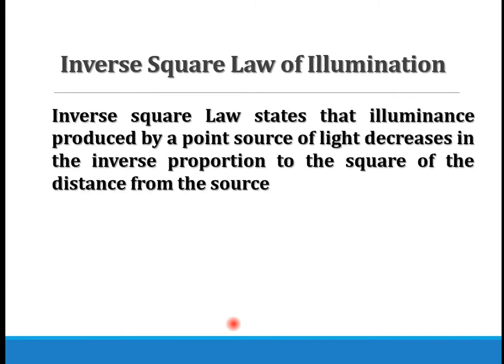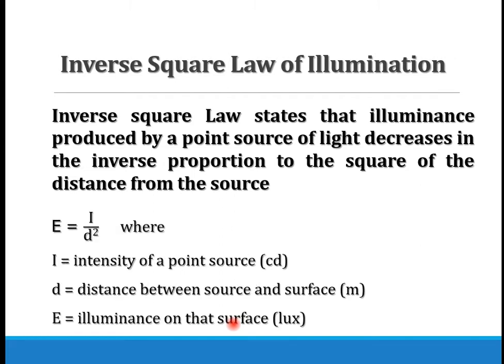And having calculated that, we know that we need to look at the behavior of the illumination as we move away from the source. So this could be the inverse square law. Of course, the inverse square law says that the illuminance produced by a point source of light decreases in inverse proportion to the square of the distance from the source. And this can be put into the formula where we have E is equal to I over D squared, where I is the intensity of a point source in candelas, and D is the distance between the source and the surface in meters, and E is the illuminance on the surface in lux in that case.